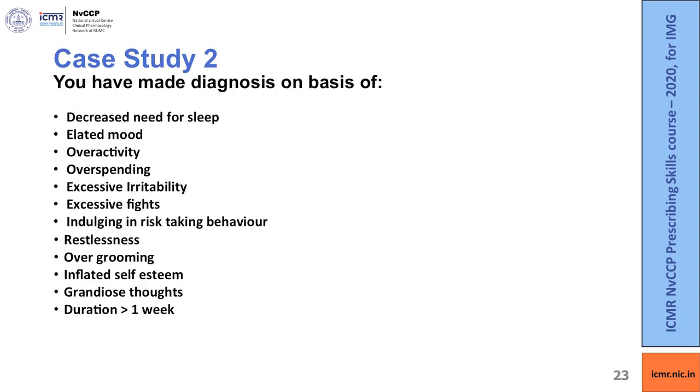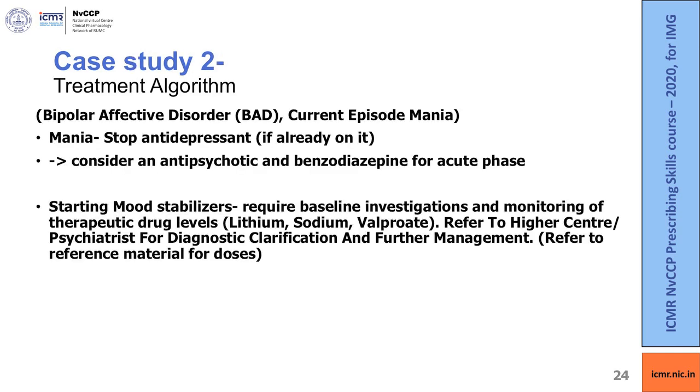So we arrive at this diagnosis based upon pointers in the history that this patient has decreased need for sleep, has elated mood, he is having overactivity, overspending, he is excessively irritable, has excessive fights. He is demonstrating a risk-taking behavior, is restless. All these manifestations are for a duration which is more than 1 week. In addition to this, we did not find anything remarkable in general physical examination, though on CNS examination we have seen the manifestations which are indicative of his manic episode.